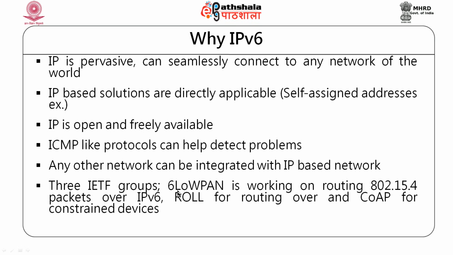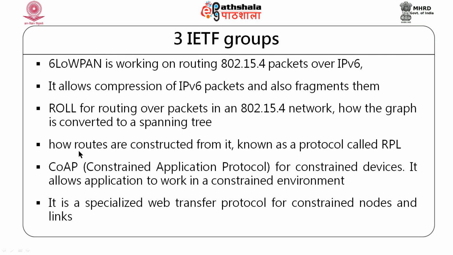Okay. IETF is working on 3 different groups. IP version 6 low wireless personal area network, 6LoWPAN, is working on routing 802.15.4 packets over IP version 6; ROLL, for routing over low power and lossy networks, the process that we are talking about; and the Constrained Application Protocol for constrained devices. We will be looking at each one of them. These 3 IETF groups are described here.